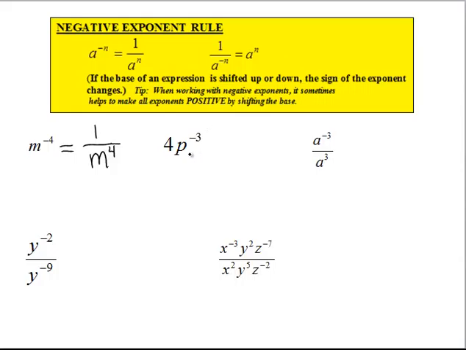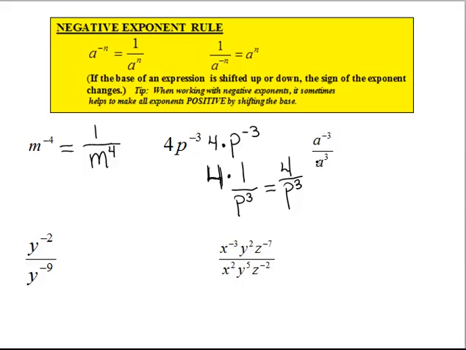In the next example, 4p to the minus 3, well, we have 4 times p to the minus 3. We know that p to the minus 3 is just like this first rule here. So then we will write it as 1 over p cubed. Now the last part is to multiply some fractions. Remember to multiply straight across. So then we have 4 times 1, which is 4 over p cubed as our simplified expression.